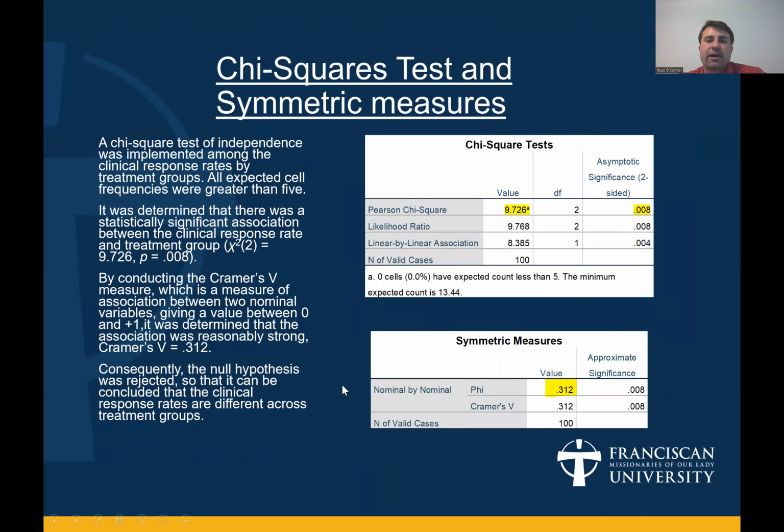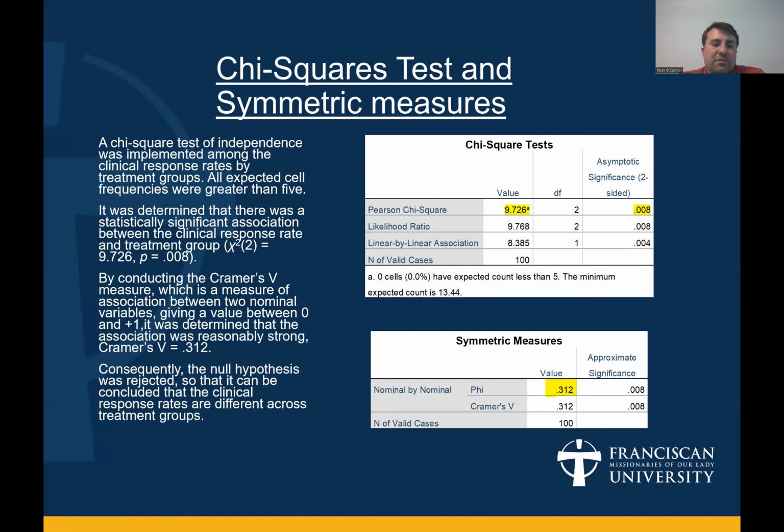Finally, a chi-square test and symmetric measures were done. This was to test the independence among the clinical response rates by treatment groups, and all expected cell frequencies were greater than 5. It was determined that there was a significant association between the clinical response rates and treatment groups with a p-value of 0.008 and a Pearson chi-square value of 9.762.